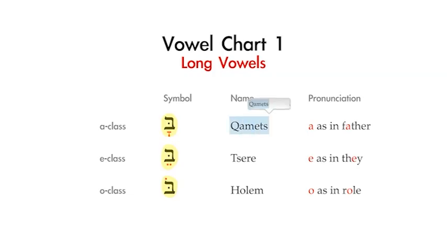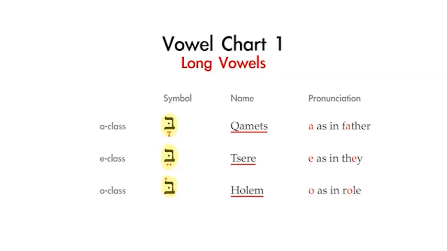The long A-class vowel, qamets, appears as a T under the consonant and is pronounced like the A in father. The long E vowel, tsere, appears as two horizontal dots under the consonant and is pronounced like the E in they. The long O-class vowel, holem, appears over and to the left of the consonant and is pronounced like the O in roll.